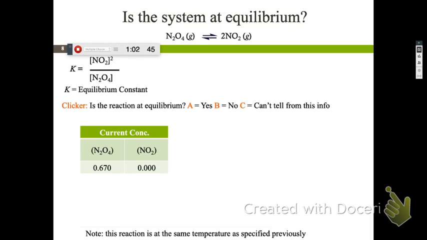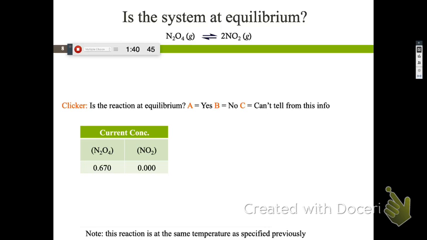What does the diagram look like for this reaction? Is this an appropriate Gibbs free energy diagram for this reaction? Where does the minimum lie for this reaction? Talk to your neighbor. Where does the minimum lie? To the left, to the right, in the middle? All right, go ahead and point. Does the minimum lie to the left, to the right, or is it in the middle?